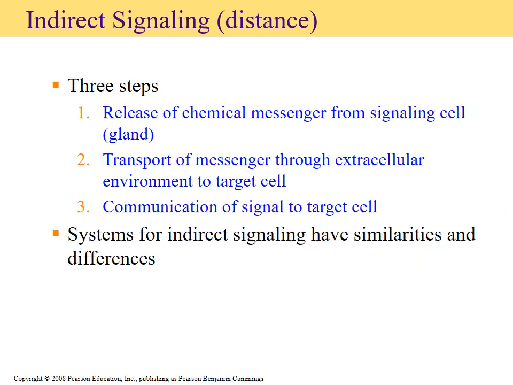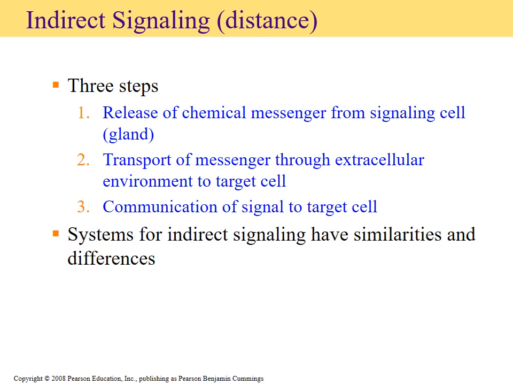When it comes to our indirect signaling, when we're having to travel some of the distances, what we see happening is that you're going to involve 3 steps. And this is just a really quick overview. We'll be looking at much more detailed examples as we proceed through the chapter.